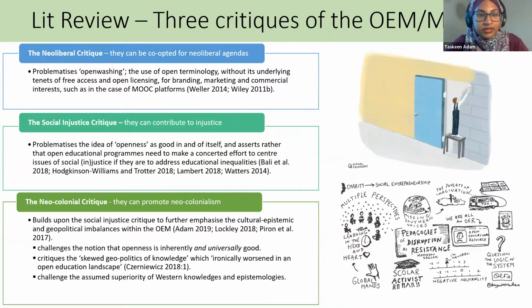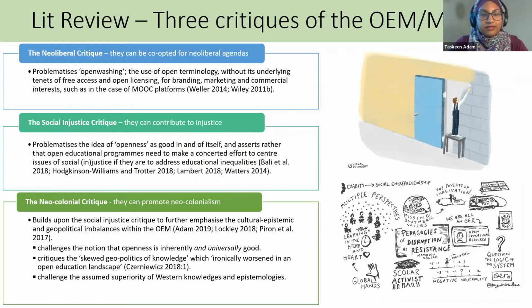The next was the social injustice critique. And this kind of problematized the idea of openness, that open is good in and of itself. And it centered the idea of social injustices and the need to address educational inequalities. So here the preface was, openness does not equal equality or equity, right? You still have to take extra steps to make sure that something that is open is also striving for equity.